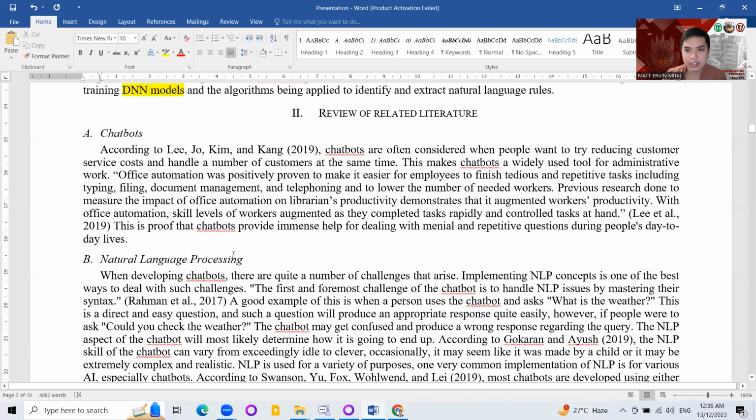For the review of literature, we have divided this into parts. The first one is explaining what a chatbot is. One of the most prominent chatbots available on the internet is ChatGPT. ChatGPT answers questions that are usually asked by people in their lives. Sorry for that, I am finding the right word.